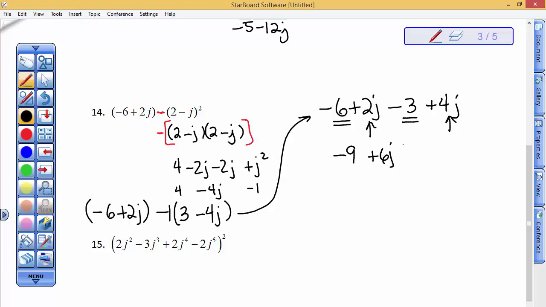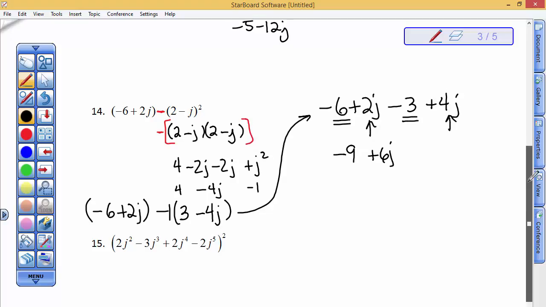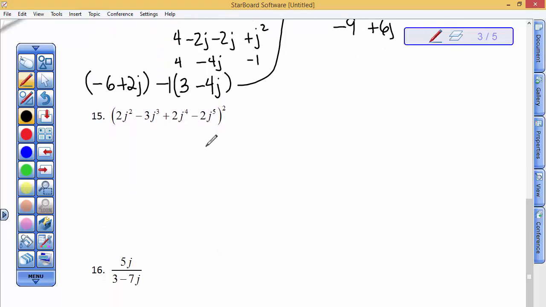Okay. I think I can get one more in here. This one's crazy looking, but if you think about this, j squared is equal to a negative 1. So that expression right there is just a negative 2. Then I have a minus 3 times j cubed, but j cubed is a negative j. So a negative times a negative would be a positive 3j for that term. Here I've got plus 2 times 1. Remember, j to the 4th is 1.